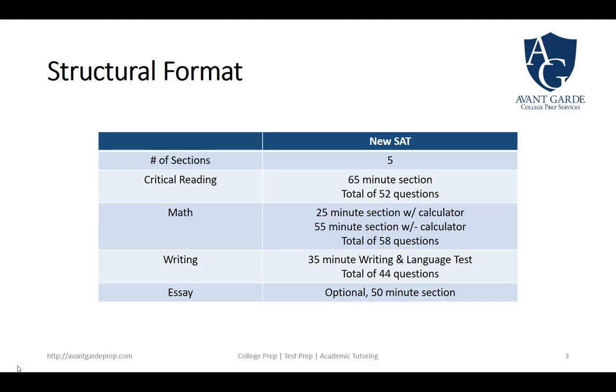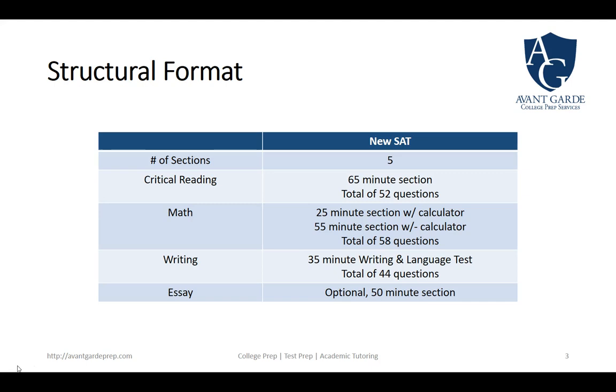You have the critical reading, which will usually start off as section 1 of the test each and every time: 65 minutes, 5 passages, and a total of 52 questions. So you can see that you have a little bit over a minute per question with the allotted time given to you. Then the math is broken up into 2 different sections.